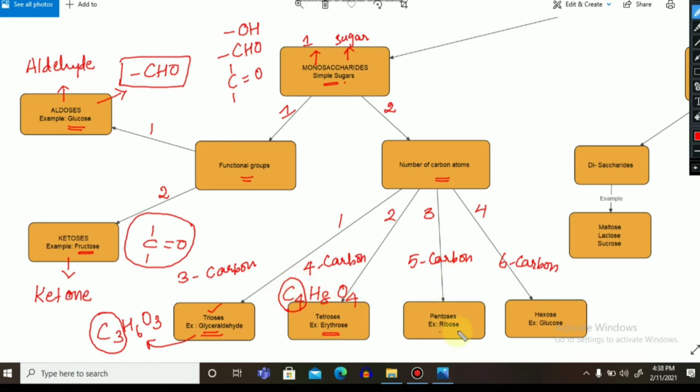Ribose comes under pentoses, so you'll have five carbons here: C5H10O5. You can see five carbon atoms here, and again six carbon: glucose. We know the formula for glucose, C6H12O6, so you can see six carbon atoms here. So this is on the basis of number of carbon atoms. I think you're clear with monosaccharides.